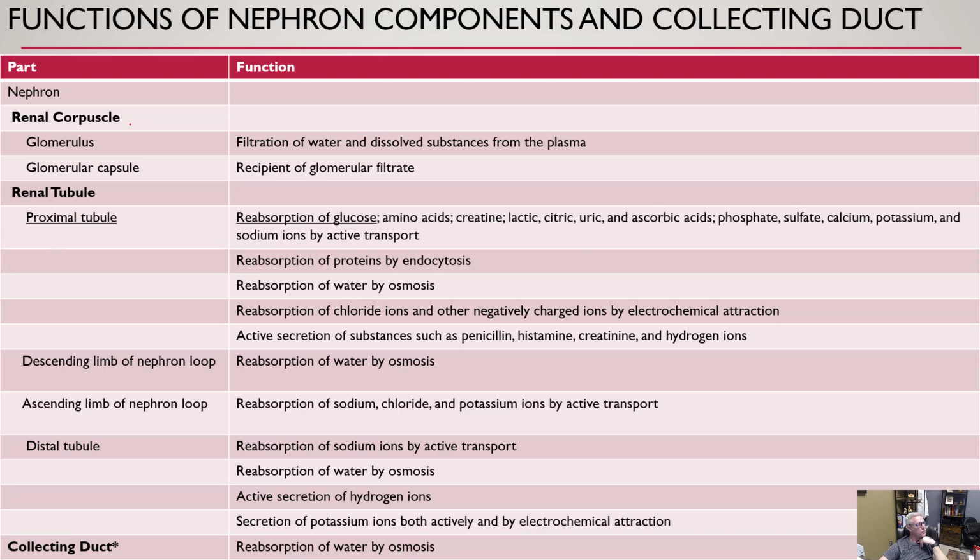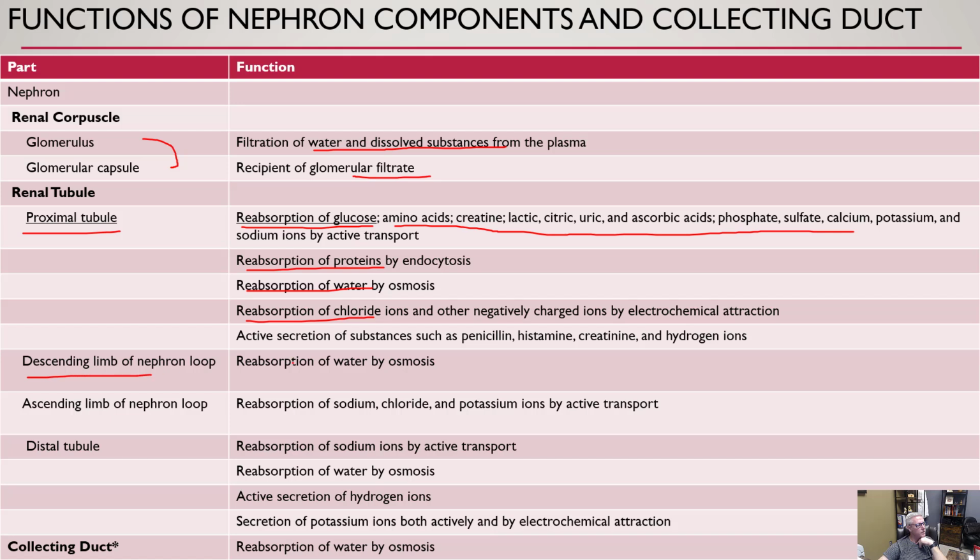In the renal corpuscle, we have the glomerulus and the glomerular capsule. This is where we have filtrate, so we have water and dissolved substances. In the proximal tubule, we have reabsorption of glucose. That's really the only one you're going to have to know. But we've talked about all of these. We have reabsorption of proteins, reabsorption of water, reabsorption of chloride.